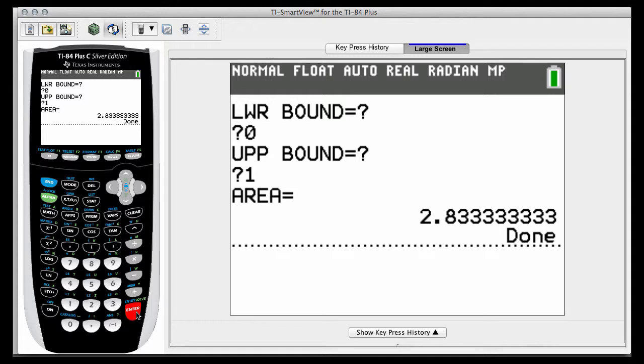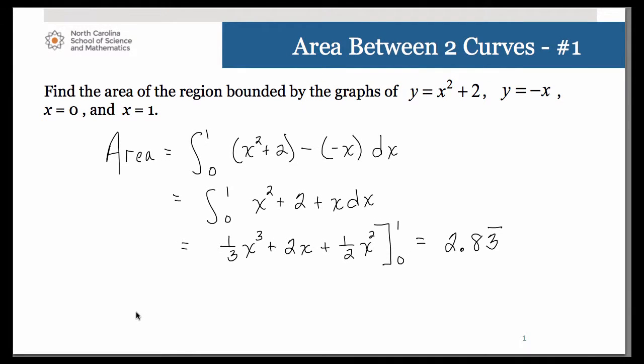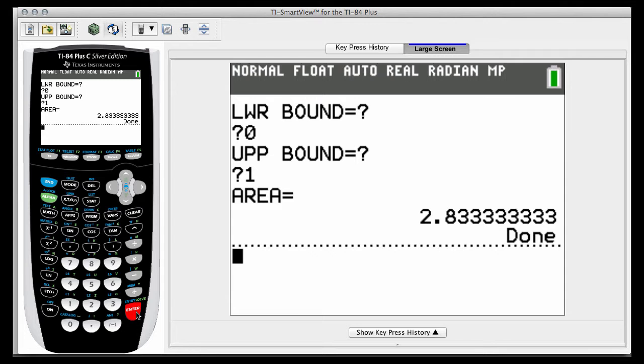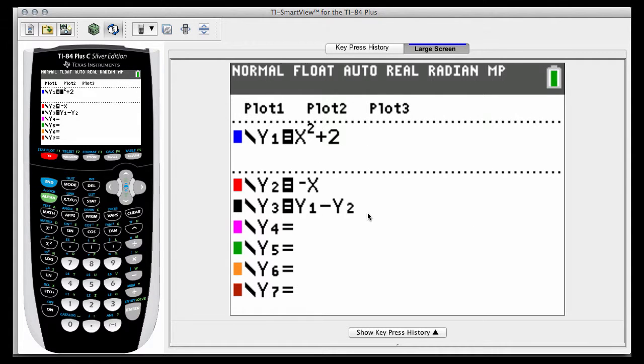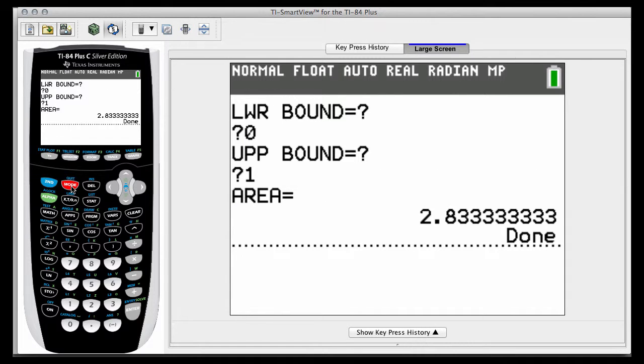Now, one thing I do want to point out, remember how we set up our integral was essentially y1 minus y2. It's that whole f of x minus g of x idea that was presented to you in the lesson. And if you take a look under y equals, look at what the program's doing. Notice how under y3, it actually did y1 minus y2. So the calculator program is actually mimicking what you are doing by hand. But again, I suggest it as a really great way for you to check all your answers.